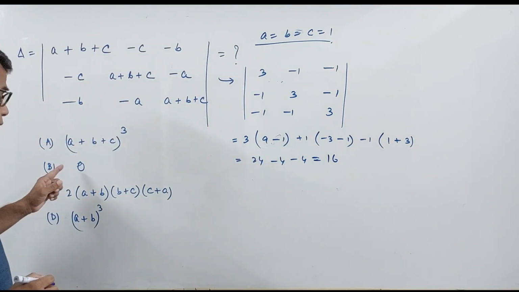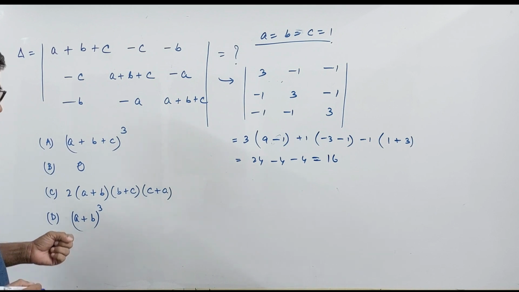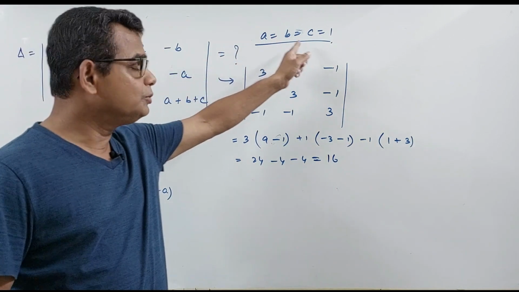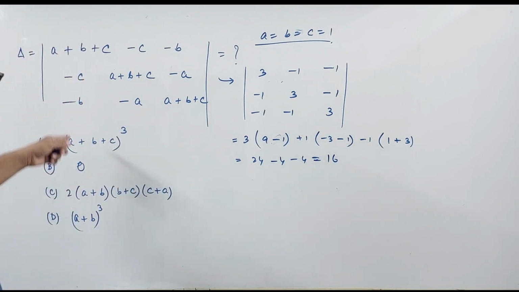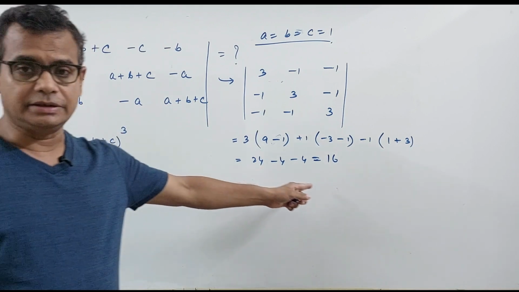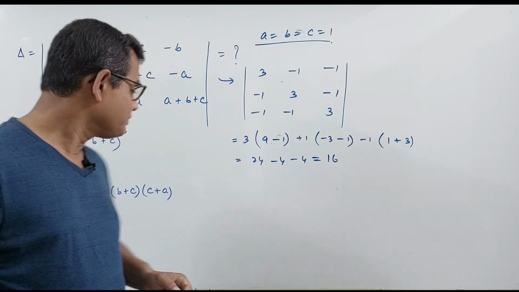Now we have to find the values under A, B, C, D options, putting a equal to b equal to c equal to 1, and check which of the following options is 16. It is called the substitution and balancing process, you know.